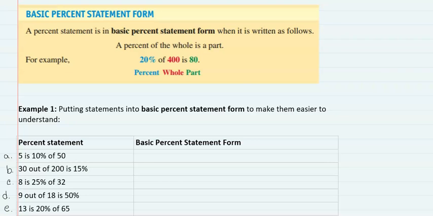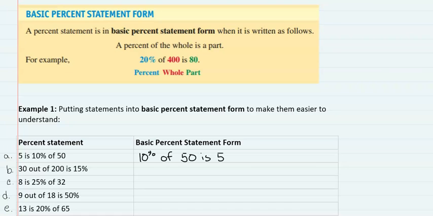Okay, so all of them are kind of in a different order. So we want to start with the percent. So this first one, we're looking at the percent first. So 10% is what we're looking at first. So we get 10% of the whole. So what is the whole? 50. So 5 is 10% of 50. So 10% of 50 is 5.